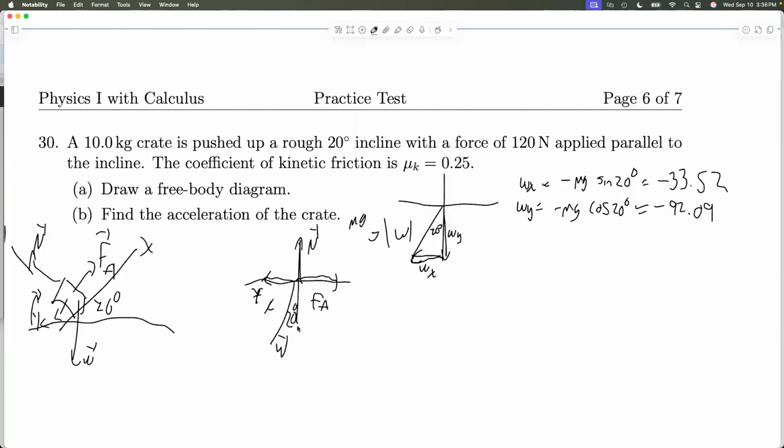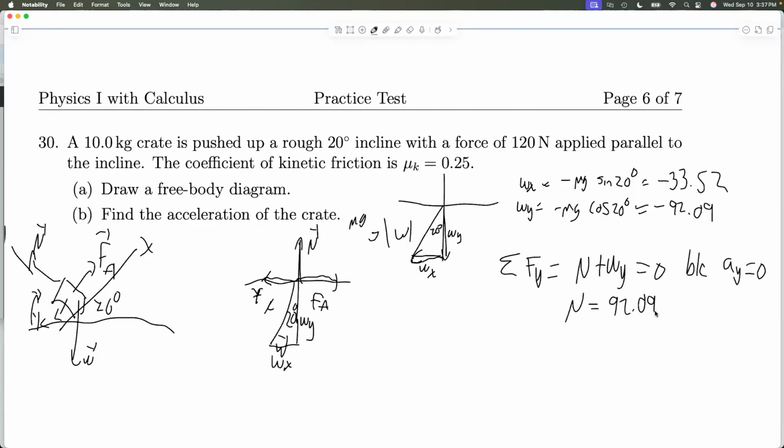Okay. So here, sometimes it helps to put everything in one picture. This was Wx here. This was Wy. In the y direction, the sum of the forces in the y direction will be the normal force plus Wy, keeping in mind that that's a negative number. That must equal 0 because Ay is 0. I'm not accelerating up perpendicular to the plane here. So that tells me my normal force will be 92.09 newtons. Because that minus that, move it over. Okay, sum of the forces in the x direction.